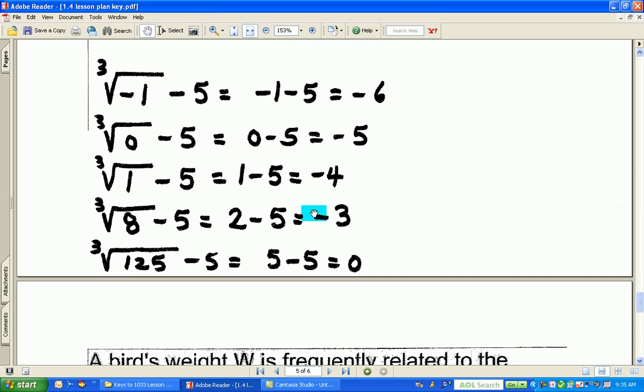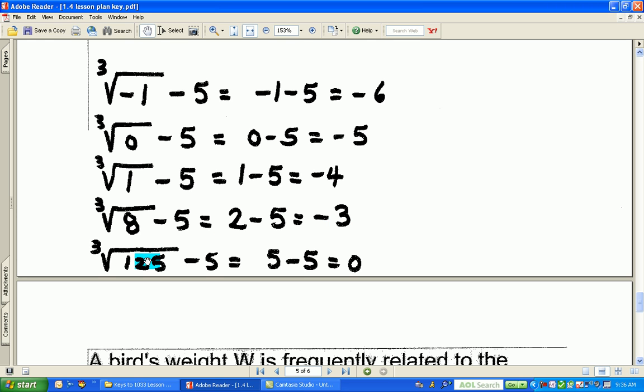When I put in 1, for example, as input, the cube root of 1 is 1, because 1 times 1 times 1 is 1. 1 minus 5 is -4. So for an input of 1, in other words, when x is 1, y is -4. Cube root of 8. What's the cube root of 8? What times what gives me 8? That would be 2. 2 minus 5 is -3. So for an input of 8, for an x value of 8, my y value would be -3.